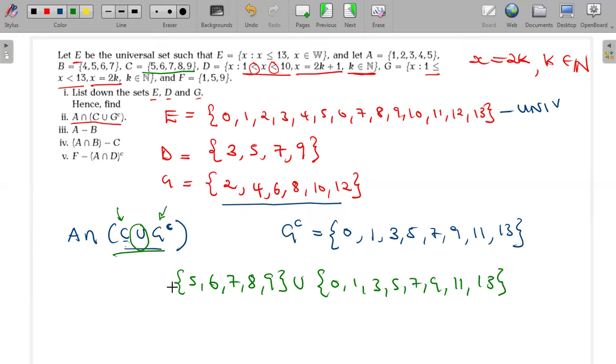Okay, so now we bring everything together. It's just going to join these elements all together. So you have 1 there, you have 2, you have 3. After 3, there's 5, so 5. And then here you have 6, so 6 you bring there. And then you have 7, and then we have 8, so 8 comes here. And then we have 9, 11, and 13. So this here is the set that is C union G complement.